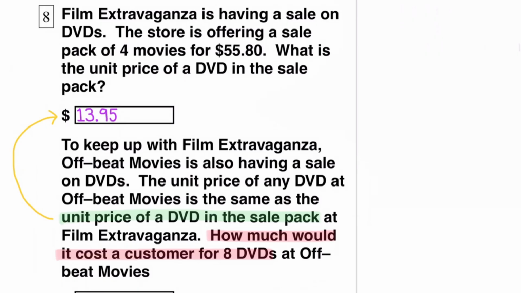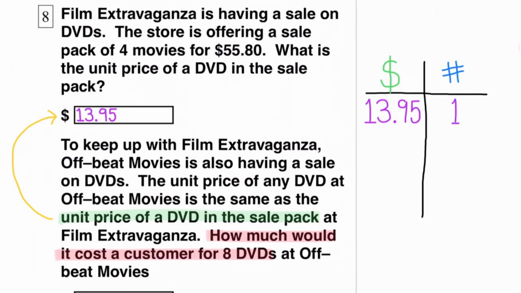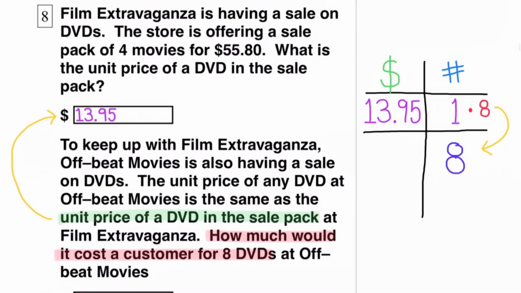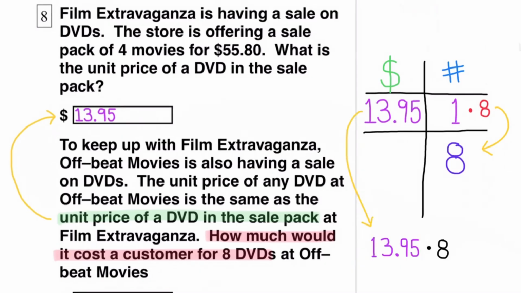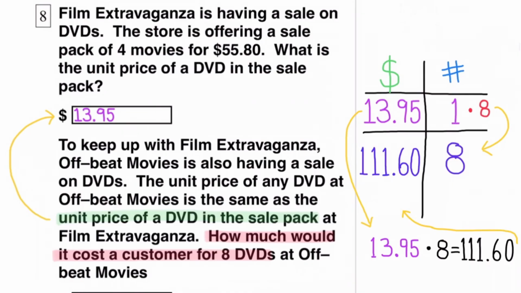$13.95. So I've made a table, and since we know the unit price, I started the table with 1 DVD with a cost of $13.95. Highlighted in red, it says how much would it cost a customer for 8 DVDs. So now in the table, I need to turn the 1 into an 8 by making it 8 times bigger. 1 DVD times 8 equals 8 DVDs. And $13.95 times 8 equals $111.60.